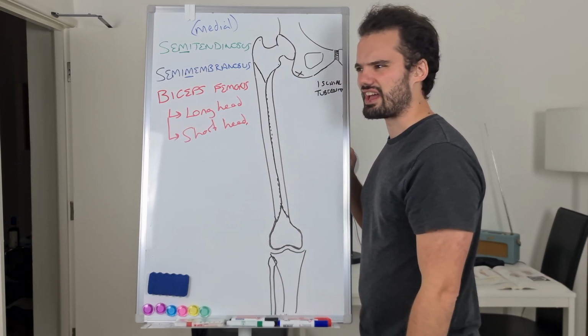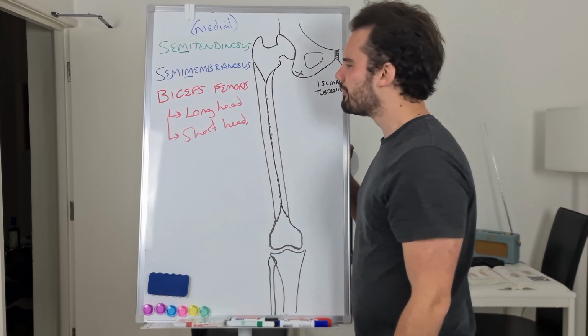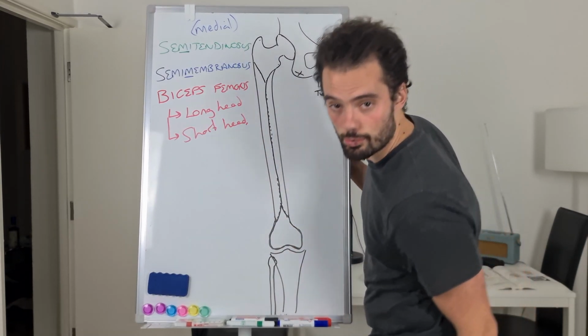And I think it's to do with how they used to hang meat up in abattoirs. You know, something charming like that. I don't know. But yeah, look, hamstrings. This is what we're talking about, yeah?